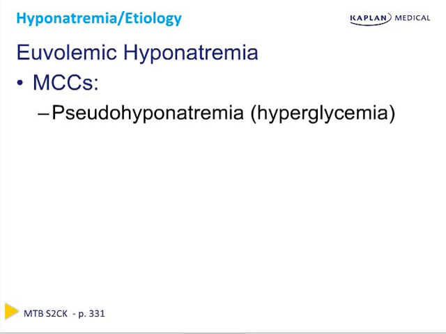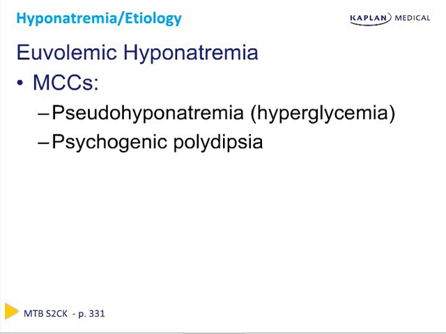Now there is a formula to correct sodium level for hyperglycemia, and that includes for every 100 milligrams per deciliter of glucose above the normal value, you have a 1.6 milliequivalent per liter decrease in the sodium.